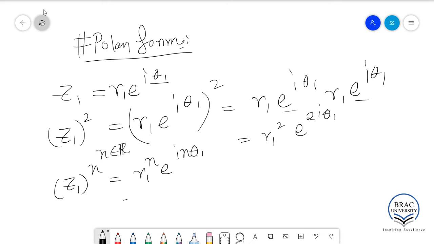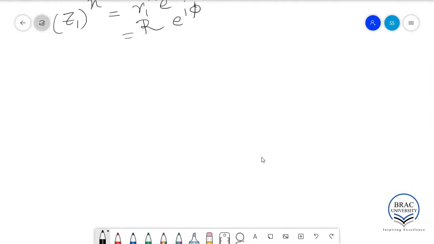And this is also a polar form, where this r1 to the power n can be written as a capital R, and this e to the power i n theta 1 can be written as a capital Theta, or you can always denote it with a phi. So let's take a numerical example now, and we will also see that this is actually equivalent to the Cartesian form that we saw earlier.